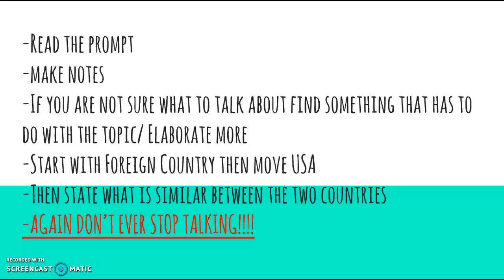And then you're going to start with your foreign language. So for me, it would be Germany, and then move to the US, and then state what's the same. So if both have trains and cars and etc., that's what you're going to want to do for that part. And then again, don't ever stop talking.